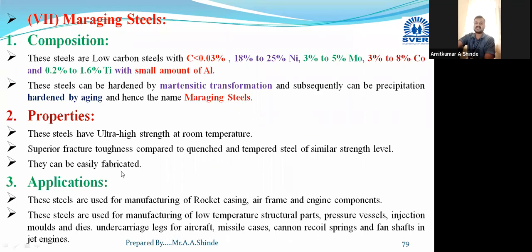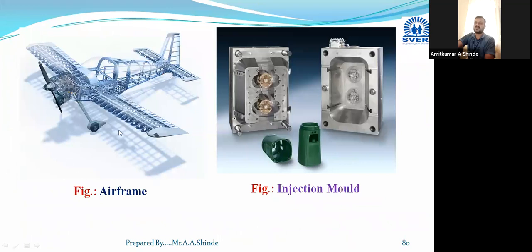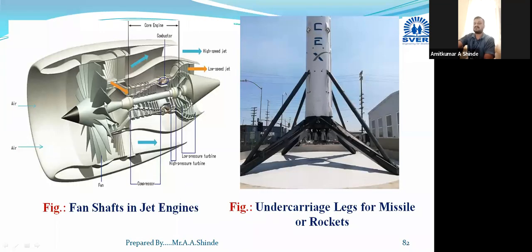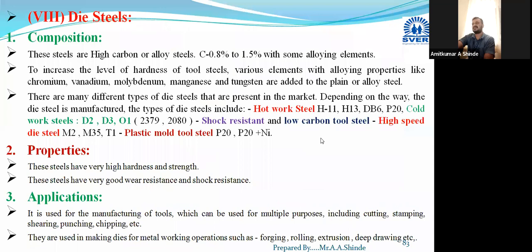As martensite phase is there, it shows ultra high strength and hardness and very good toughness, fracture toughness, and you can easily perform fabrication operations on it. These are used for manufacturing of airframes, and injection molds or injection dies. And the cannon recoil spring present in the gun, which helps for loading and unloading of that gun, is manufactured with the help of maraging steel. Then rocket and missile casing, fan shaft present in the jet engine, and undercarriage legs for supporting missile or rocket before the launching are manufactured with maraging steel.